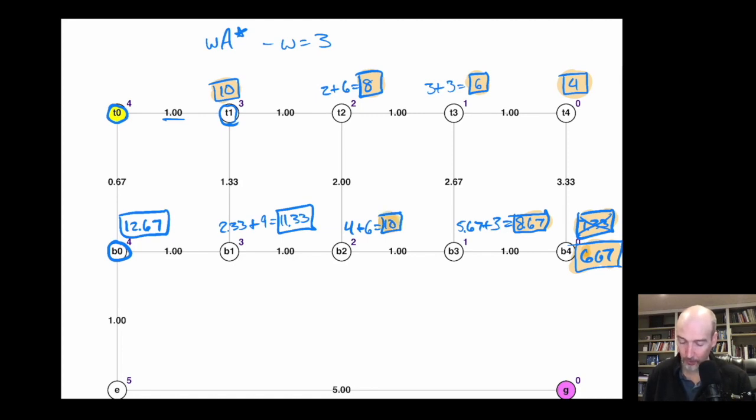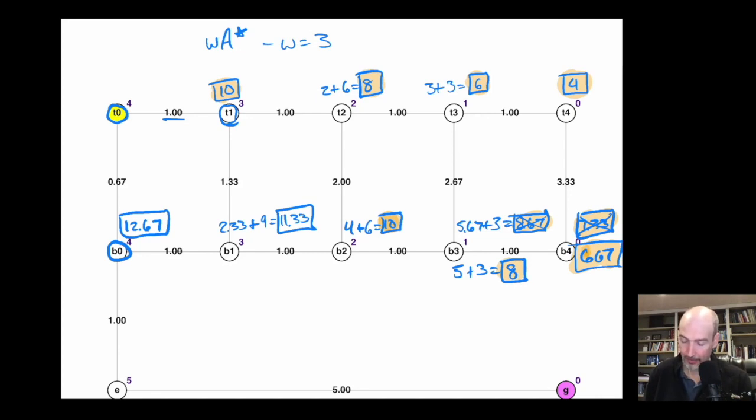And so what happens here when I expand that? Well, I find a path, 1, 2, 3, 4, 5, to B3, which is shorter than the 5.67 I had before. So now I say I found a path here, cost 5, plus 3 for the heuristic, and we found a priority of 8. And since 8 is lower than every other state, I'm going to expand 8.